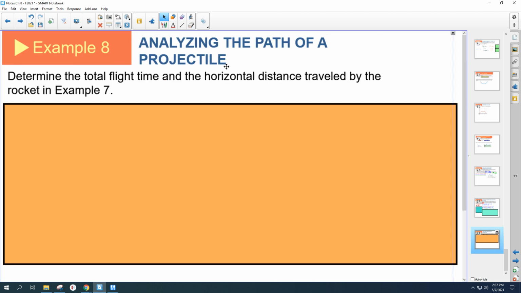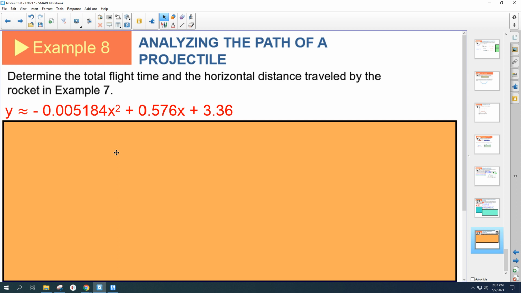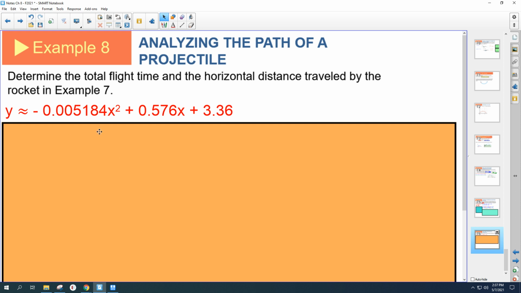Number 8 says determine total flight time and horizontal distance traveled by the rocket in example 7. So I think this is the hardest one, so pay really close attention. We just came up with this equation, the rectangular equation. It's not going to be good for flight time because I don't have a t in it. I'd use this for maybe horizontal distance.